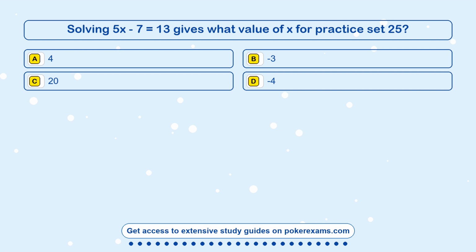Question 9. Solving 5x minus 7 equals 13 gives what value of x for practice set 25? Option A 4. Option B minus 3. Option C 20. Option D minus 4.